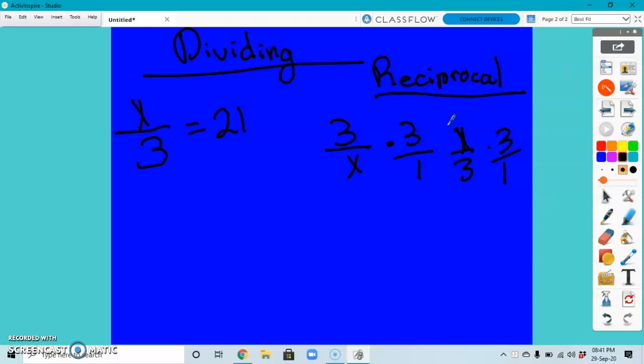So these cancel out these. Wait. No, sorry, I made a mistake. Okay, so it's this form basically. Sorry for confusing you. So these two cross out because 3 times 1 is 3, so it doesn't count. And x is all by itself.